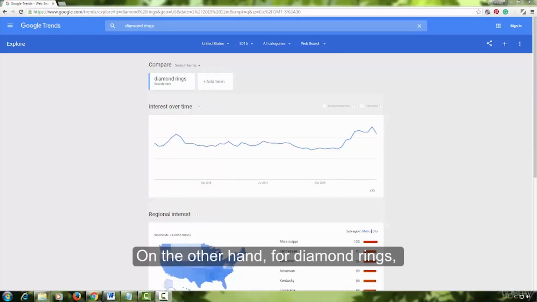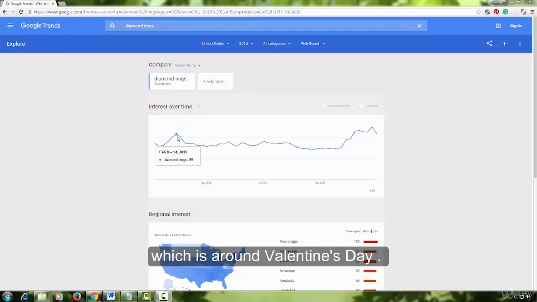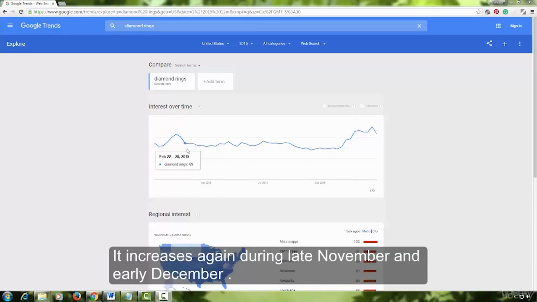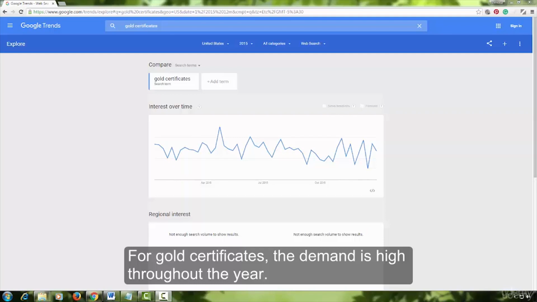On the other hand, for diamond rings, the demand hits a high in mid-February, which is around Valentine's Day, and then falls a bit. It increases again during late November and early December. For gold certificates, the demand is high throughout the year.